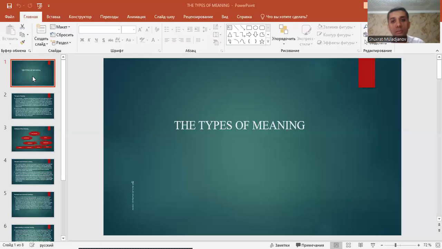Good morning, dear students. In today's lesson, our topic is the types of meaning in stylistics. Knowing the types of meaning in stylistics is very important in order to develop the knowledge about delivering the exact meaning of words from the source language in the target language, as well as for stylistic translation, which is our main object here.